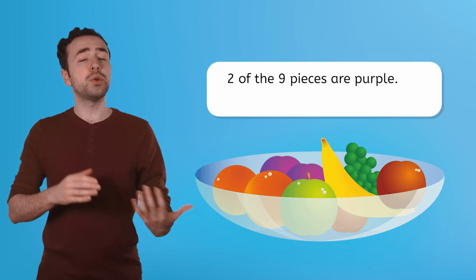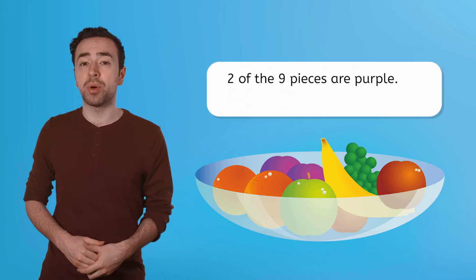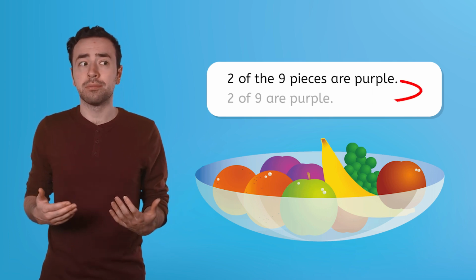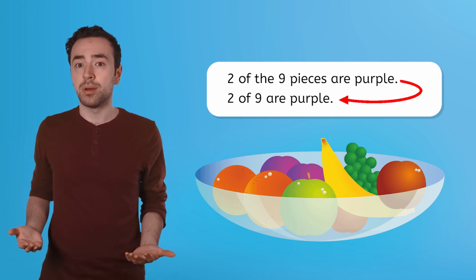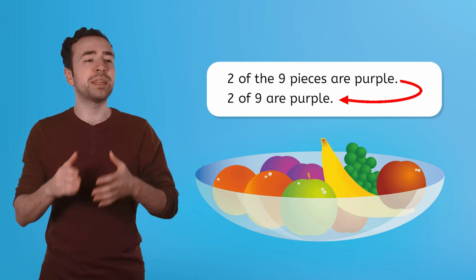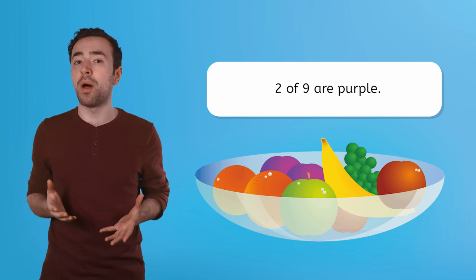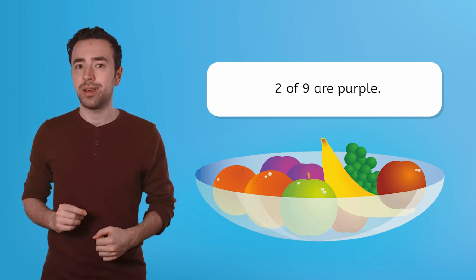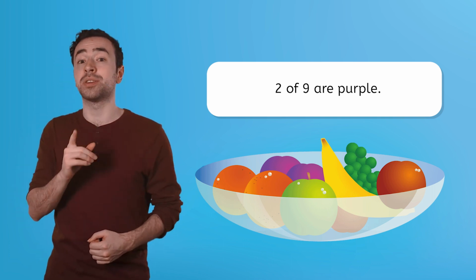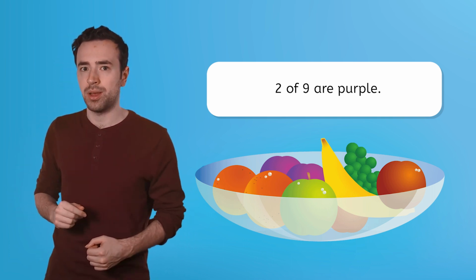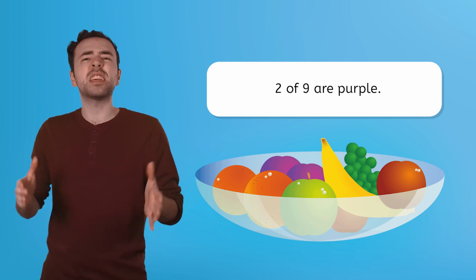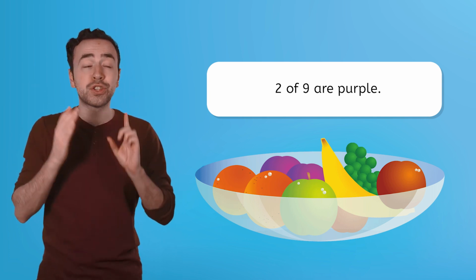Instead of 2 of the 9 pieces are purple, we could just say 2 of 9 are purple. We still know it's describing how many pieces out of the whole amount share that color. And this phrasing can help us understand how fractions work. That's because fractions are an even shorter way of sharing that information.